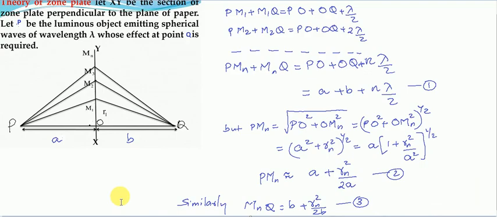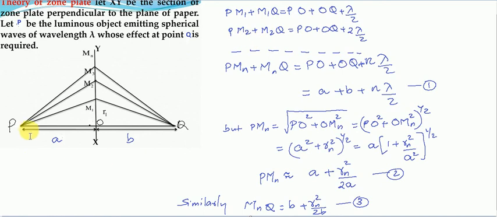Now let us study in detail about the theory of zone plate. So here consider a zone plate XY. You can see a cross section of a zone plate is kept there, XY, and in this case we are considering P, a source P, and the screen is kept, and Q is a point on the screen at a distance b. Now, by adjusting the position of the screen at some distance b, we'll get a clear spot of light, a bright spot at the point Q. Let that distance be b.